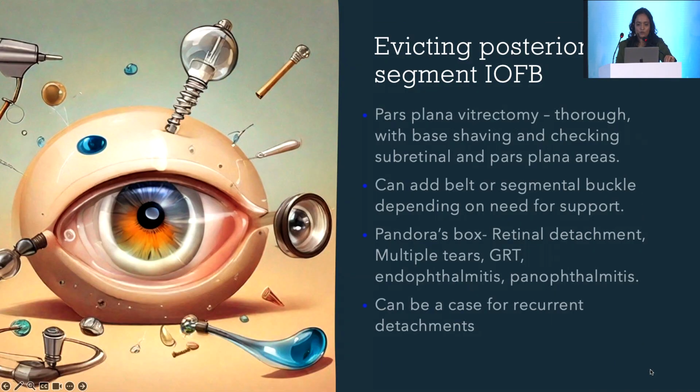So evicting posterior segment intraocular foreign bodies is through pars plana vitrectomy, which has to be thorough with base shaving and checking the subretinal and pars plana areas. You can choose to add a belt or a segmental buckle depending on the need for support by surgeon's discretion. It is a Pandora's box. It can have detachment, multiple tears, GRT, endophthalmitis and panophthalmitis like I showed. And it can be a classic case for recurrent detachments. Thank you so much.